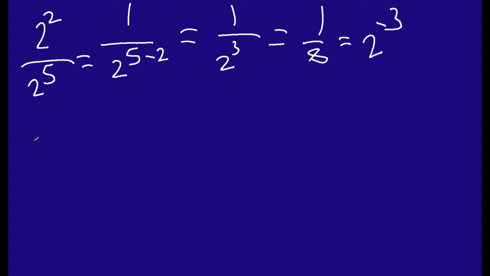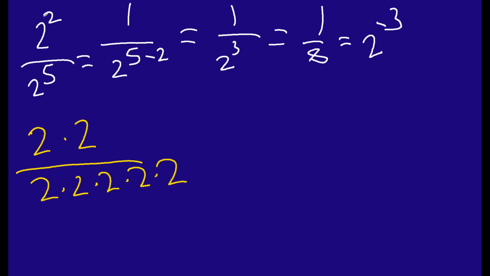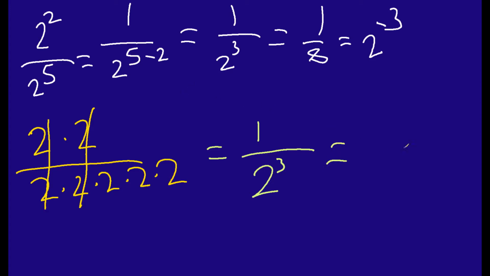Now, let me show you what's happening in the long form. I have 2 times 2 over 2 times 2 times 2 times 2 times 2. It's the same as what we did up here, but now I wrote it out the long way. What's happening is that this cancels out, and you're left with 1 on the top and 2 to the 3rd on the bottom. We already know that this works out to 1 over 8, and it goes to 2 to the negative 3rd if you want to write it as a base with an exponent.